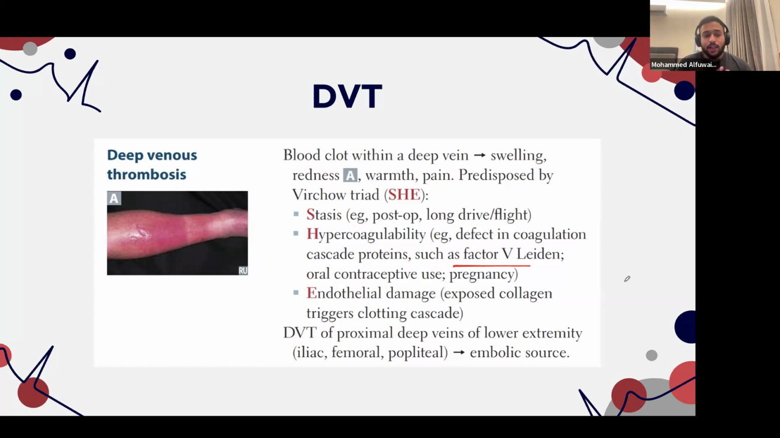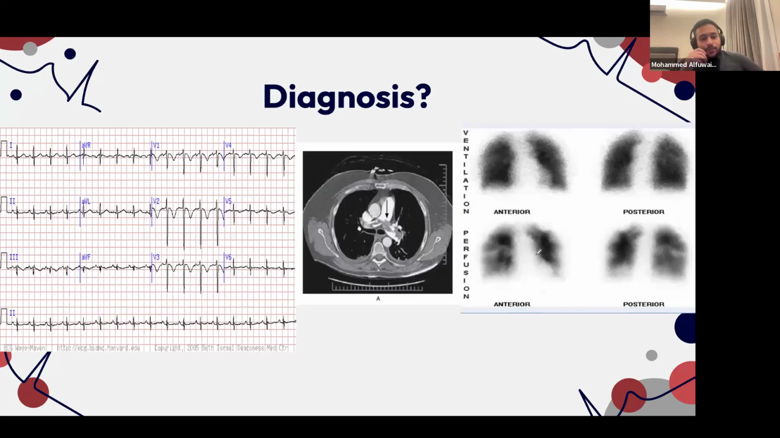The presentation is very important. It's usually unilateral, one leg that is swollen and very tender. And one of these risk factors is usually present. Either they were coming from a long flight and then presented this, or they had an operation, or they have an underlying disease. This is what I need you guys to remember for DVT. Now, very important for DVT is what complication can happen from DVT. Pulmonary embolism. Excellent.